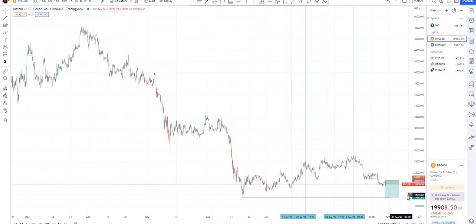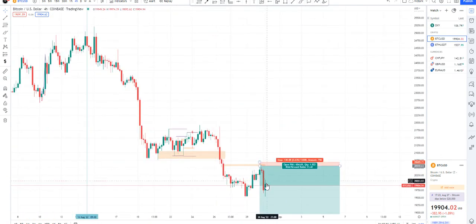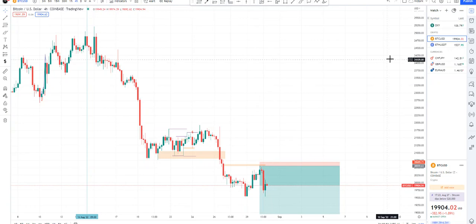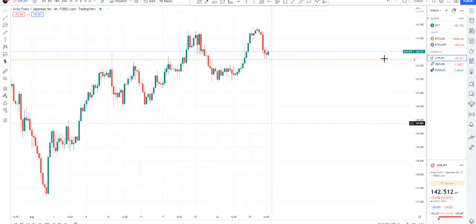So basically, my next expectation for BTC is that BTC will take external liquidity here. If you are a Bitcoin trader or a crypto trader, you can take advantage of this. I'm already in a sell here on TradingView. So yeah, that is what guided my selection of currency pairs.